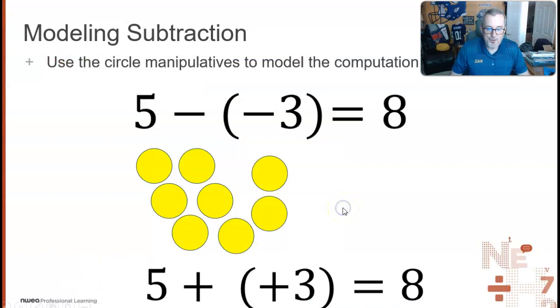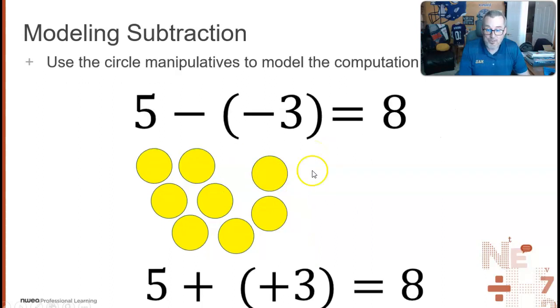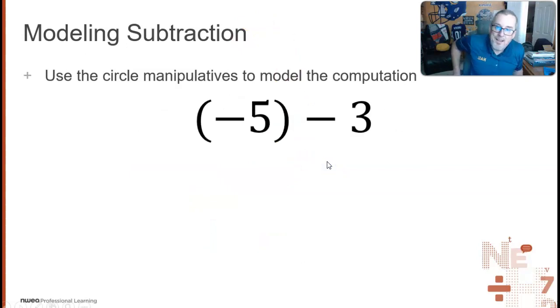So when you add in those 0 pairs and then you subtract, it's equivalent to adding 3. 5 plus +3 and 5 minus -3 are equivalent in terms of the action. And I love thinking about this operation as action because it is. You're either removing, there's the action, or you're combining, there's the action. But in this case, you can see that they're equivalent. All right, try one more.